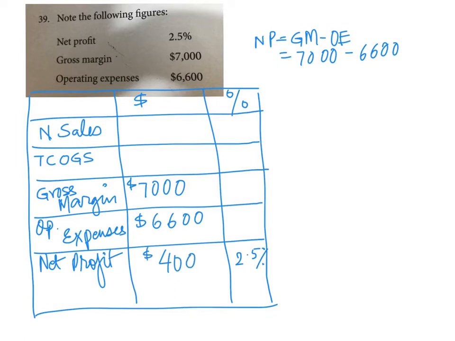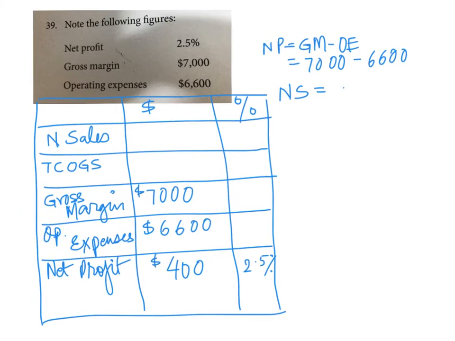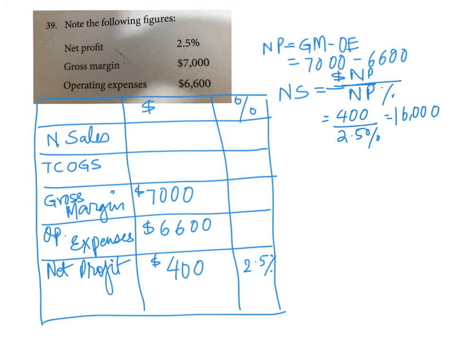We can only calculate net sales if the dollar value and percentage value for the same factor is given. Now in this case, we can calculate net sales since we know the dollar for net profit and we also know the percentage for net profit. So $400 divided by 2.5%, which is net profit percent, will give us $16,000 of net sales.